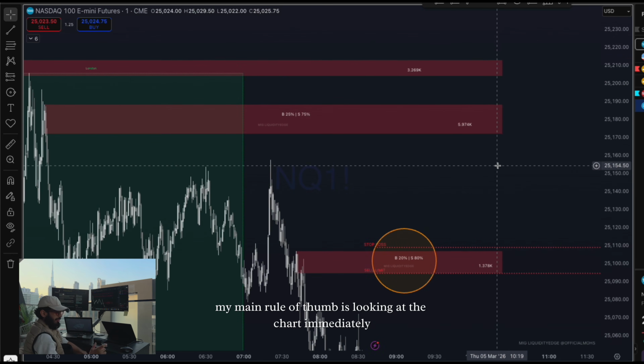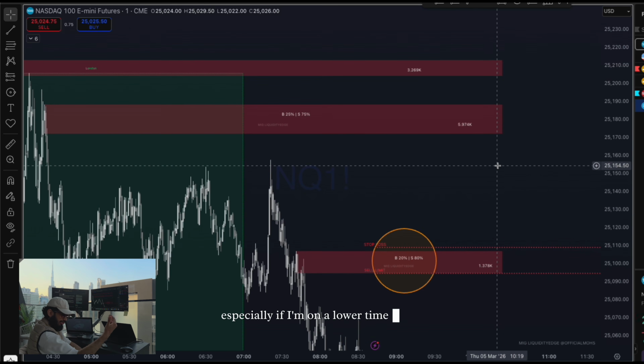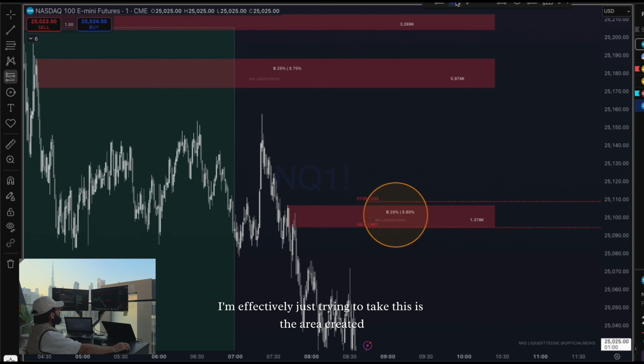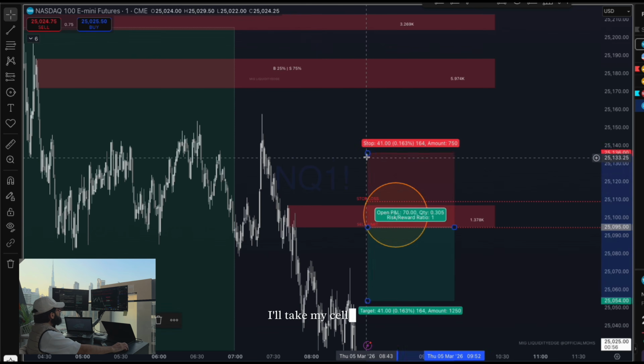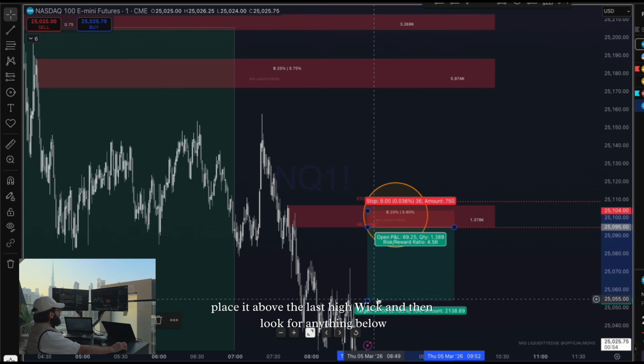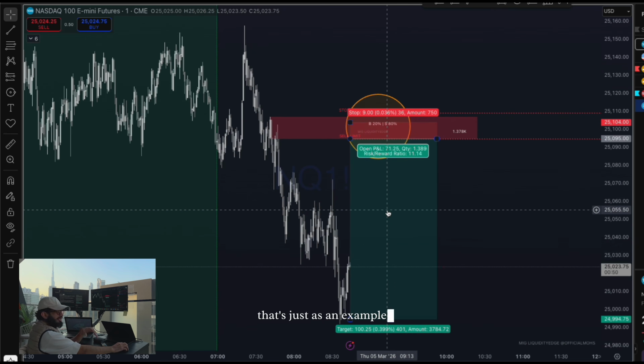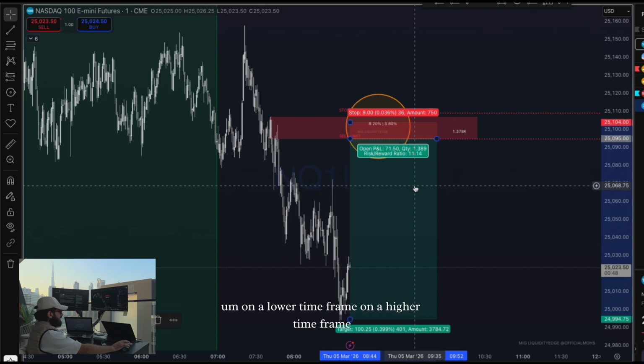My main rule of thumb is looking at the chart immediately, especially if I'm on a lower time frame. I'm effectively just trying to take, this is the area created, I'll take my sell limit, place it above the last high wick, and then look for anything below. That's just as an example, on a lower time frame.